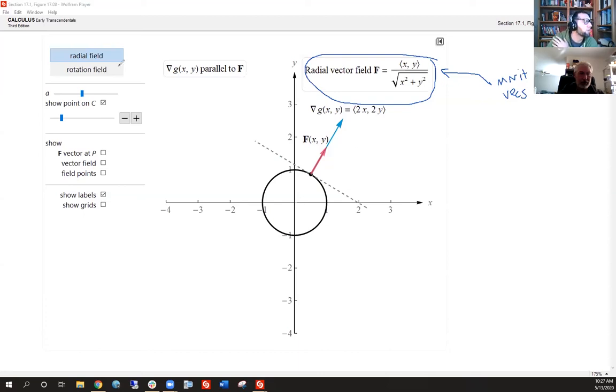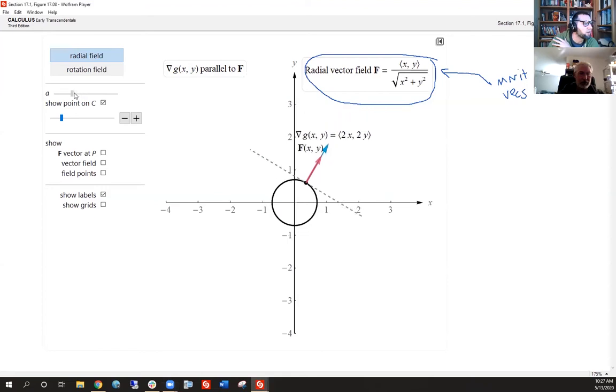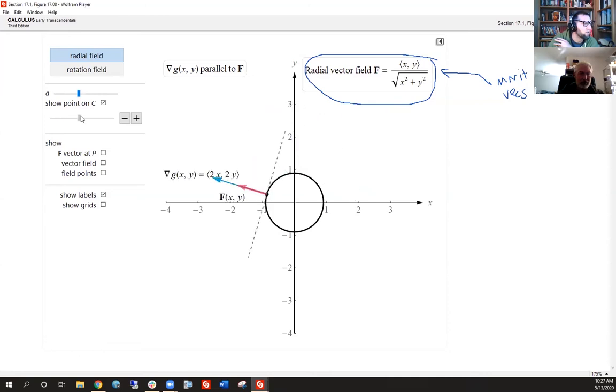I think that's the red ones. So notice that the red vector f is staying the same length regardless of what's going on with the blue one. Notice that it's also radial, i.e. it's perpendicular, or it's radiating out from the origin.